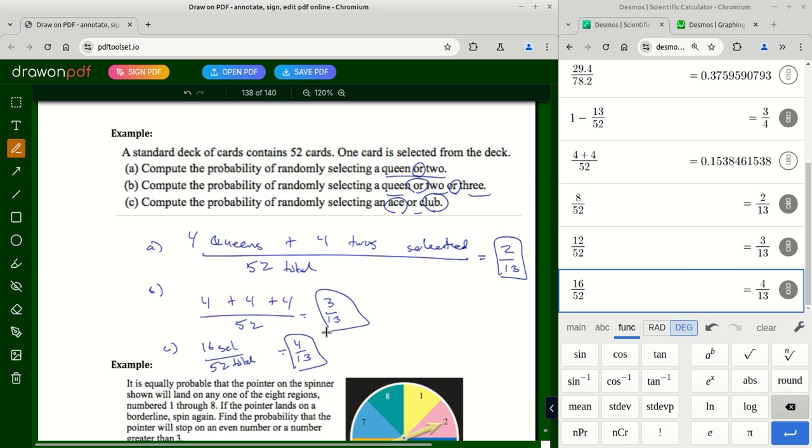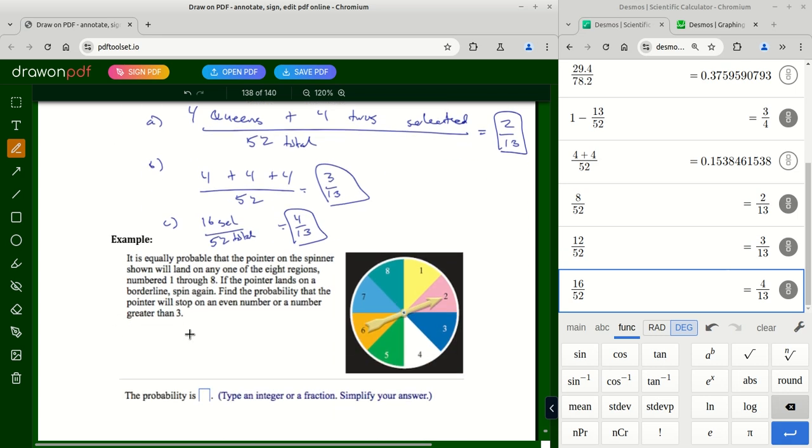And notice I keep on going back to that same picture. Unless you know cards very well, I would say go back to that picture every time and just draw on top of it. Erase, draw on top.